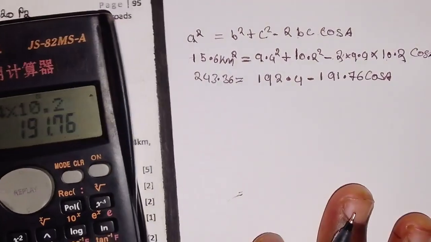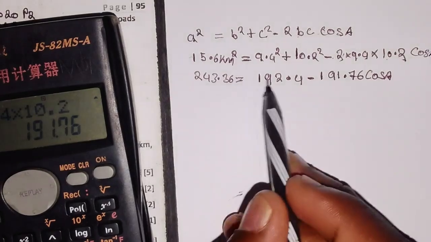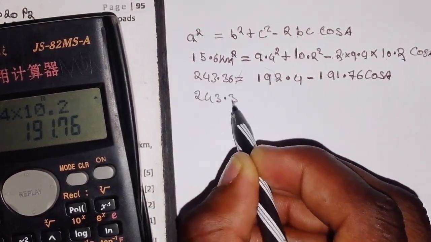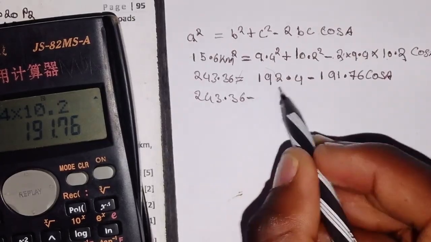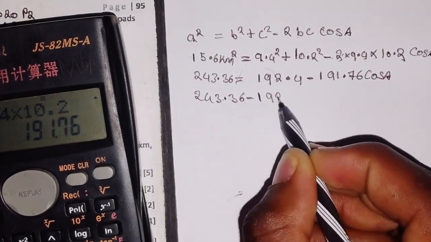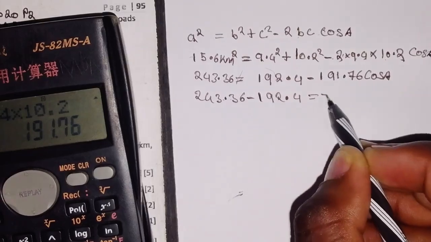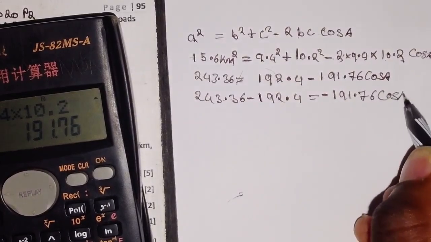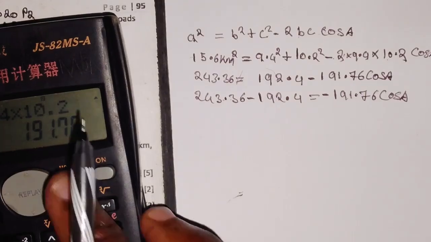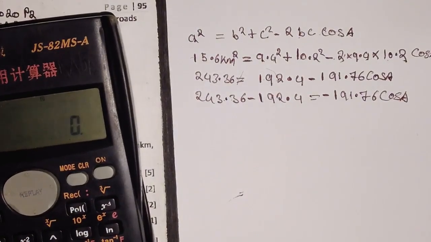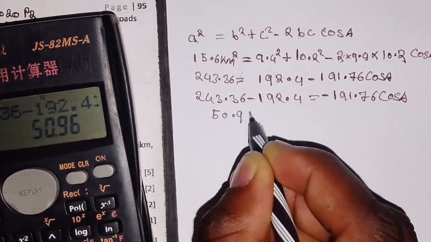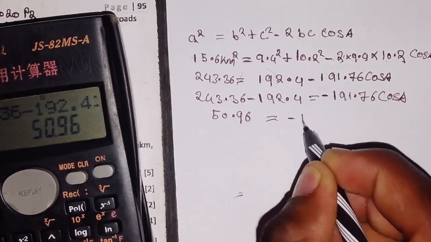Then, reaching this side, you collect the like terms. So we're going to bring this to this side: 243.36 minus 192.4 is equal to negative 191.76 cos A. Don't forget your cos A. So here you do 243.36 minus 192.4. This will give us 50.96, which is equal to negative 191.76 cos A.